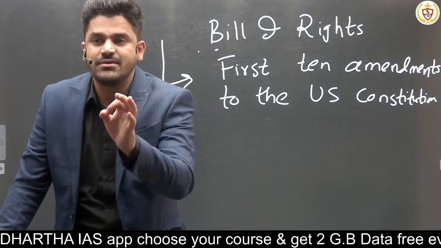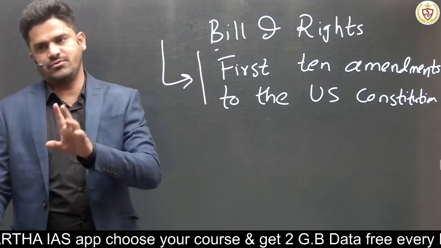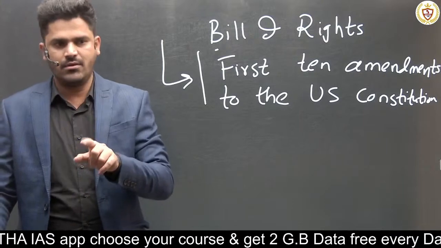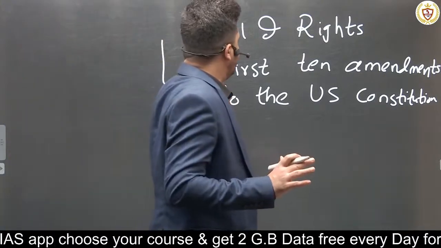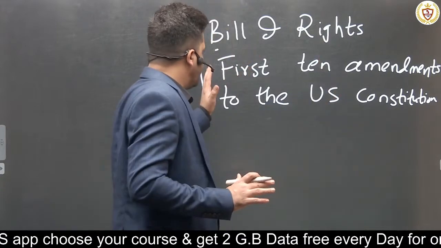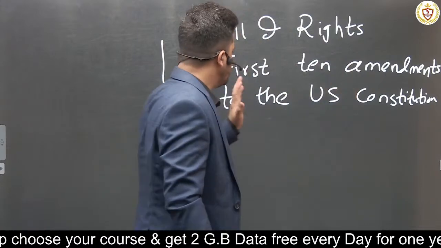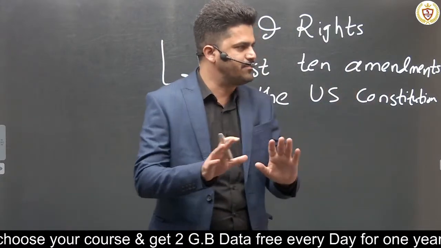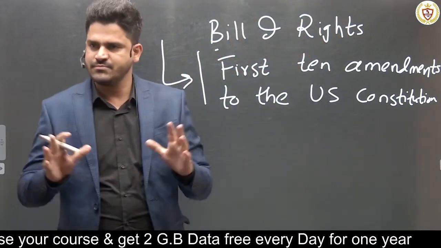What is Bill of Rights? Bill of Rights means first 10 amendments to the Constitution of USA. First 10, not 14th. Okay, right? Just remember this. Bill of Rights include first 10 amendments to the Constitution of USA. As simple as that. Thank you, Sushmit. समझ में आया?